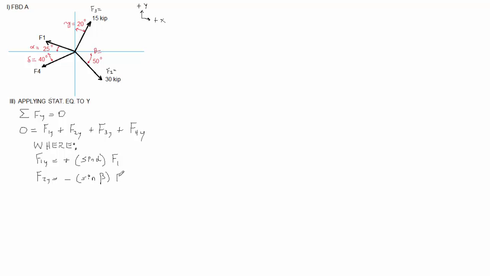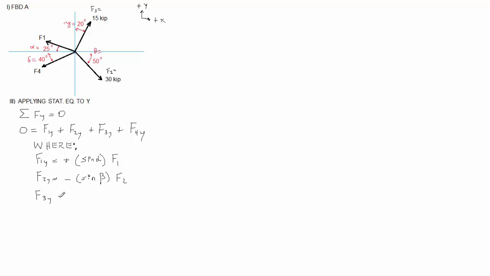Now that I've finished the x direction, I'm going to do the same thing with the y direction. I'm going to make my assumption of static equilibrium and provide a 0 statement. In my where statement, I will say what each of these components are. F1y is going in the positive y direction, and its value is sine alpha times F1. F2y is going in the negative direction, and its value is sine beta times F2.